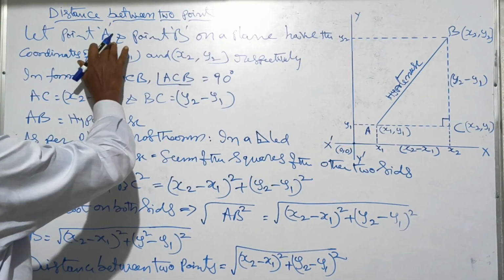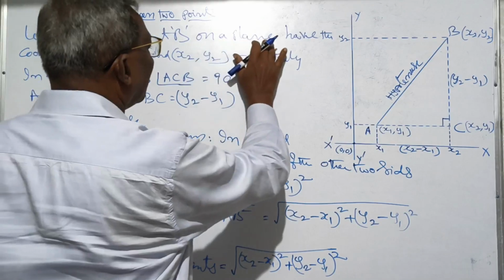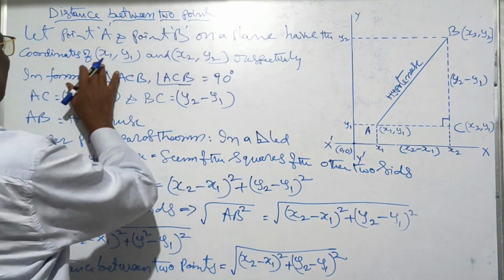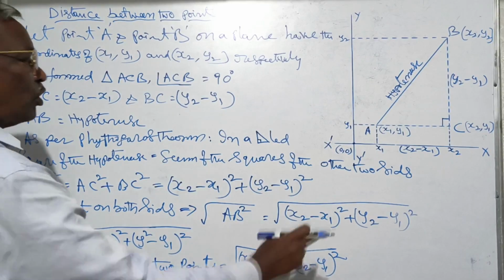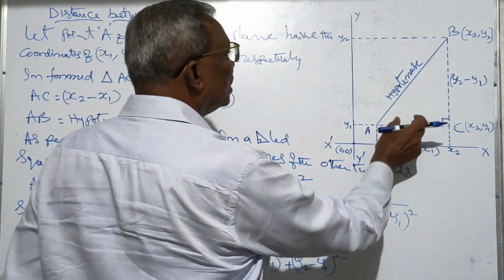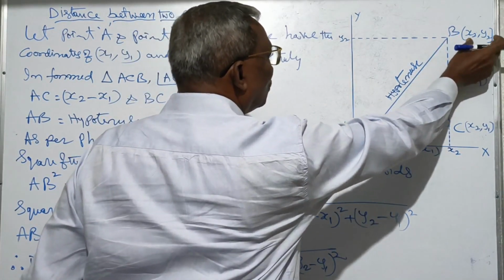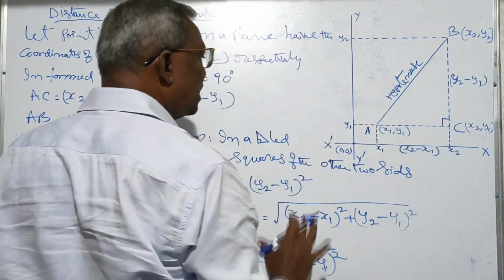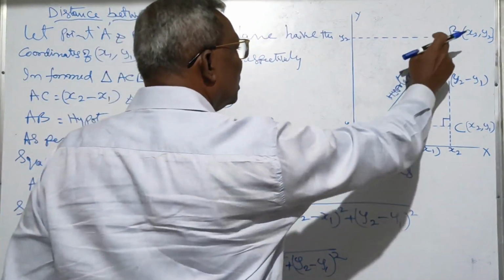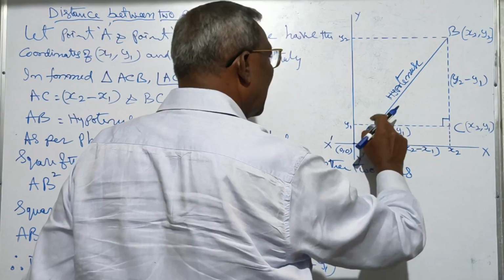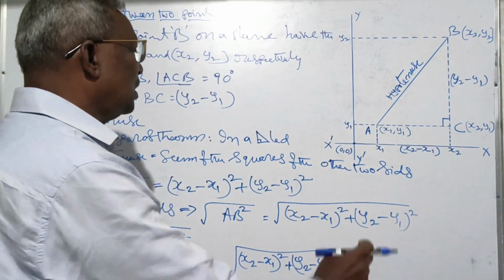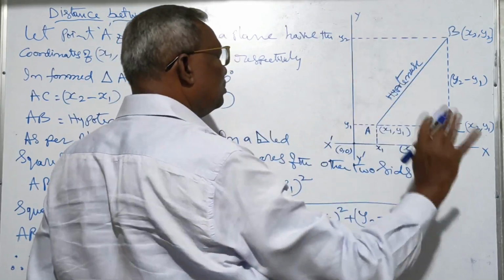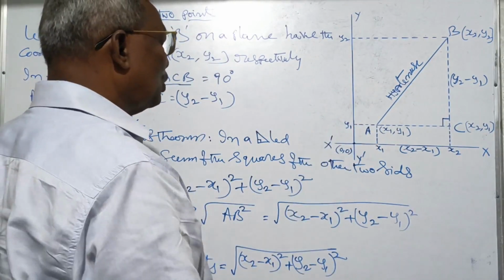Let point A and point B on the plane have the coordinates x1, y1 and x2, y2 respectively. So we must find the distance between these 2 points, between A and B. This is our main motto.